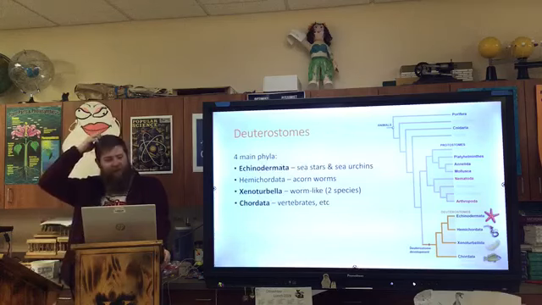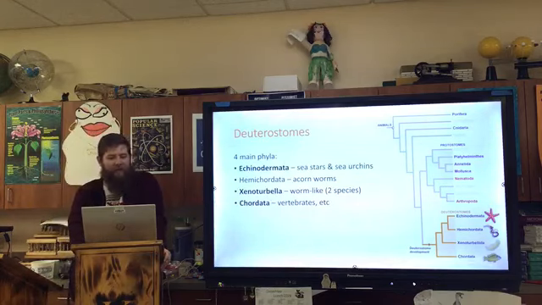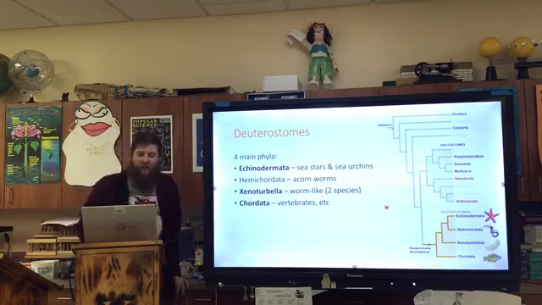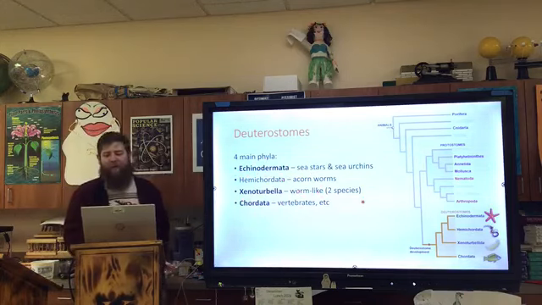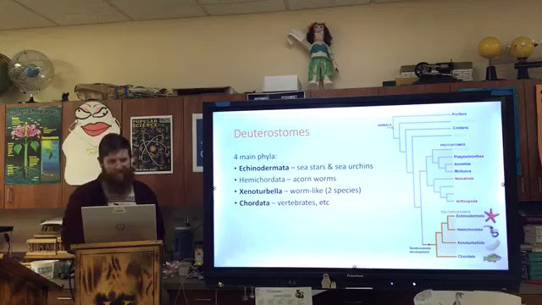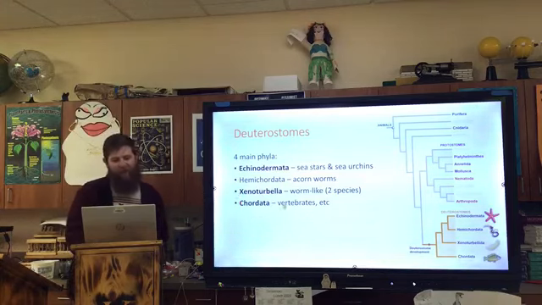Okay, in the deuterostomes, there are four main phyla. They are the Echinodermata, which are the sea stars and sea urchins, like that last guy there. The Hemichordata, which are acorn worms. And then Xenoturbella, which are worm-like. There's some discussion about where these guys fall, and some people have put them in lots of different places. And then the one you're most familiar with is Chordata, which are vertebrates like us.